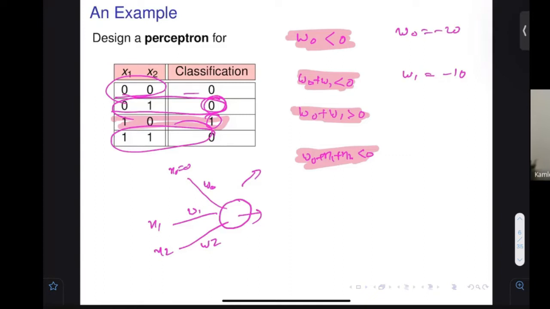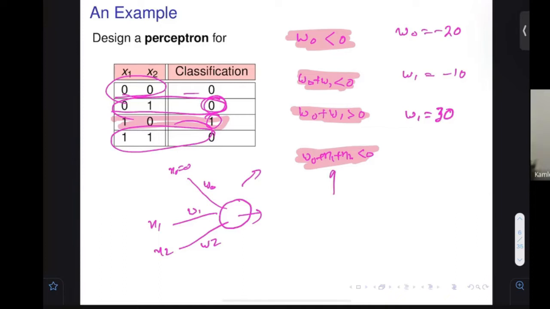So this third equation, w0 plus w1, can you suggest any value of w1? Because w0 is equal to minus 20, if you add something, it becomes positive. So you can put w1 greater than 20. So can I put it 30? Can I put 30? Am I right? Yes? Yes, sir.